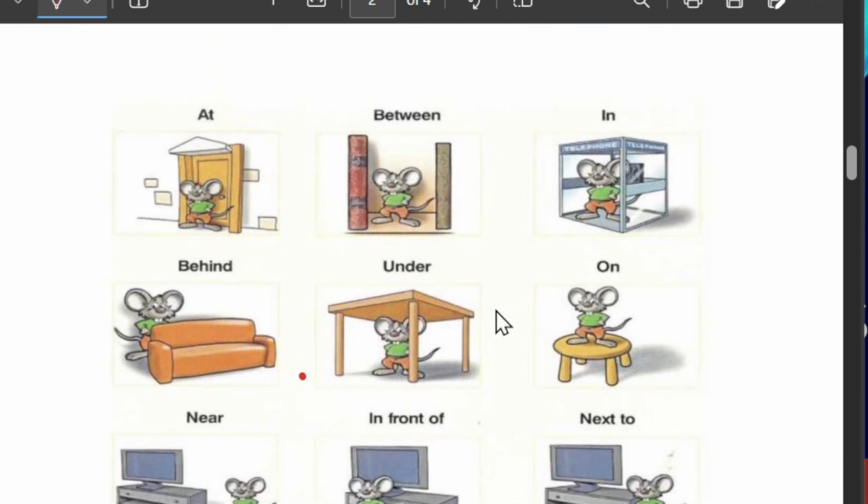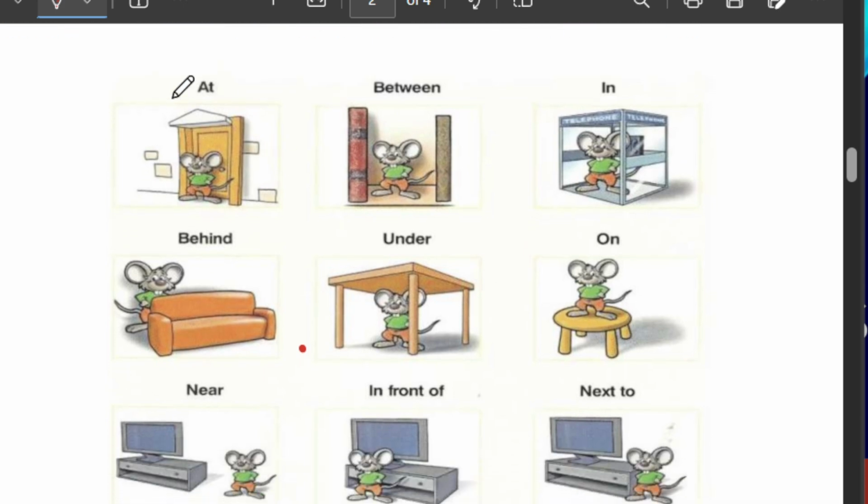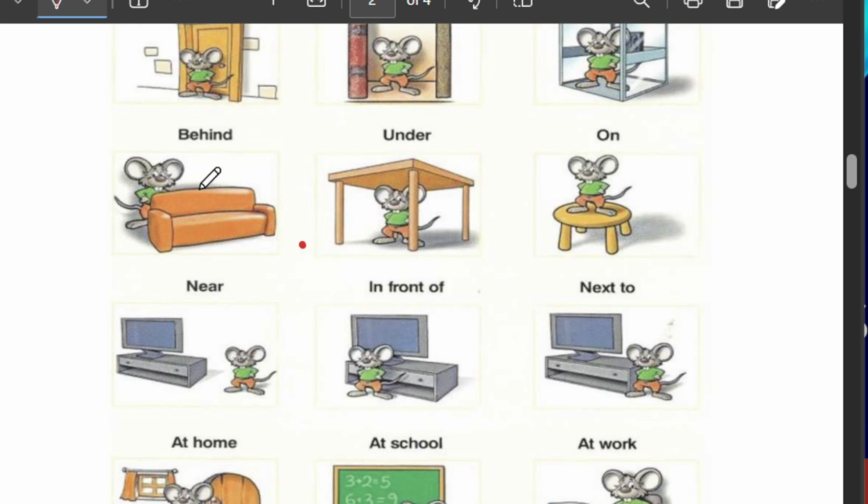Okay, here the first picture, at the door. Next we have between. There are books here on the left hand side and the right hand side, and the rat is in between. And here, in, it is in the box. Next, behind. So it is behind the sofa. And this one, under the table.